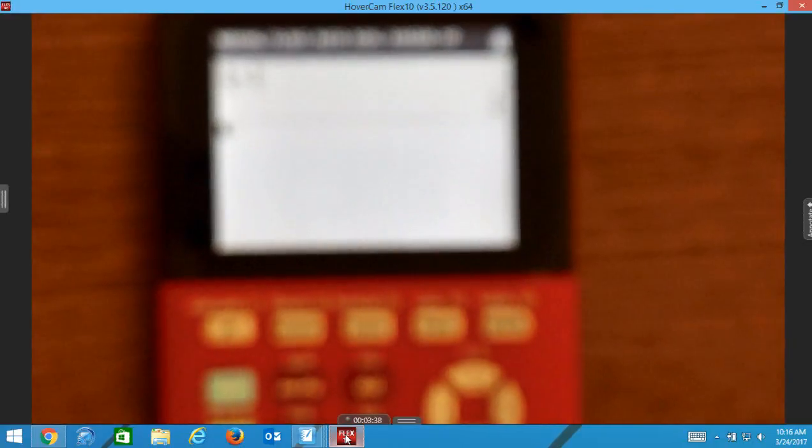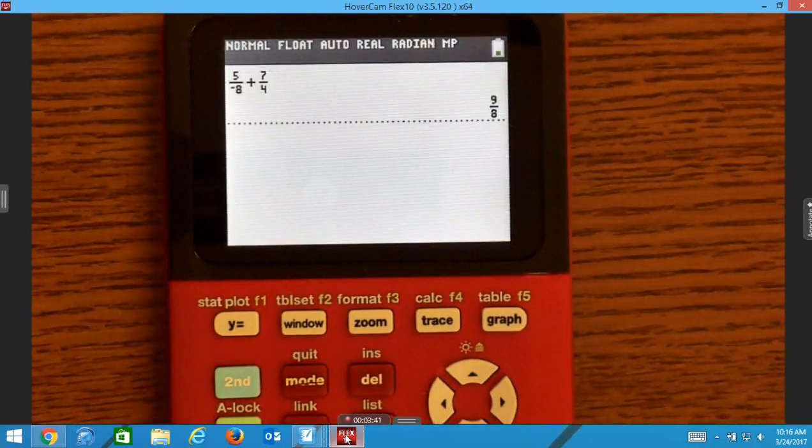What do we type in? 5 over negative 8, plus 7 over 4. And I get, well, it doesn't work so well if it's not focused, huh? There we go. I get 9/8. And then the other side is negative 9 over, plug in negative 8. Both of them equal 9/8, so I know that I have the right answer.